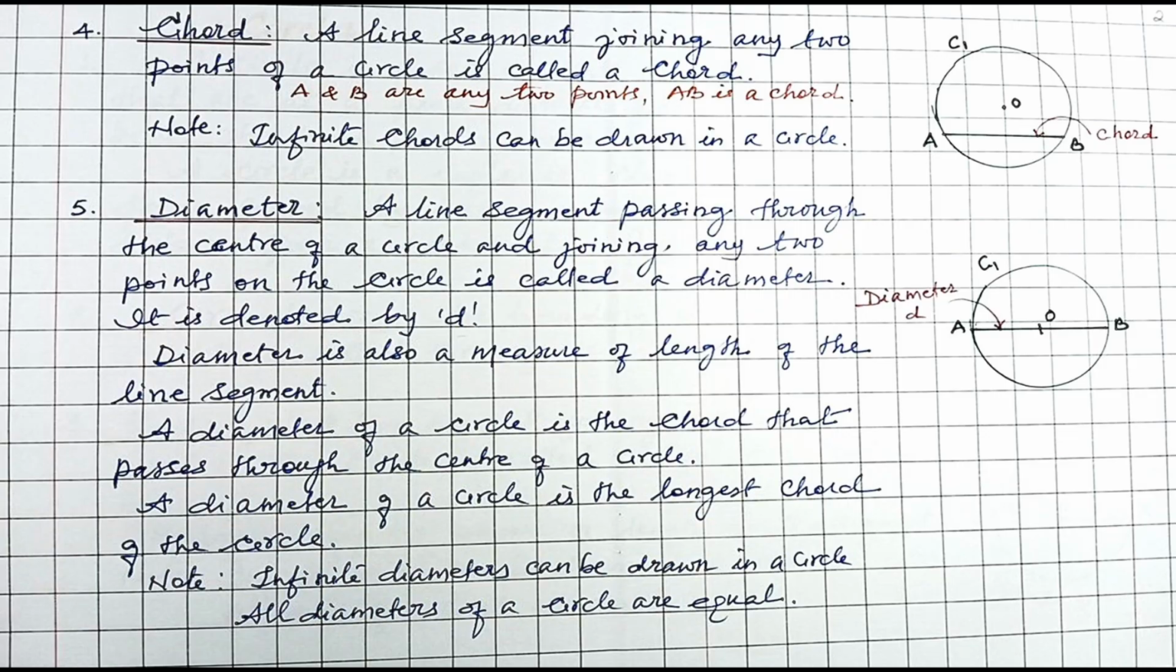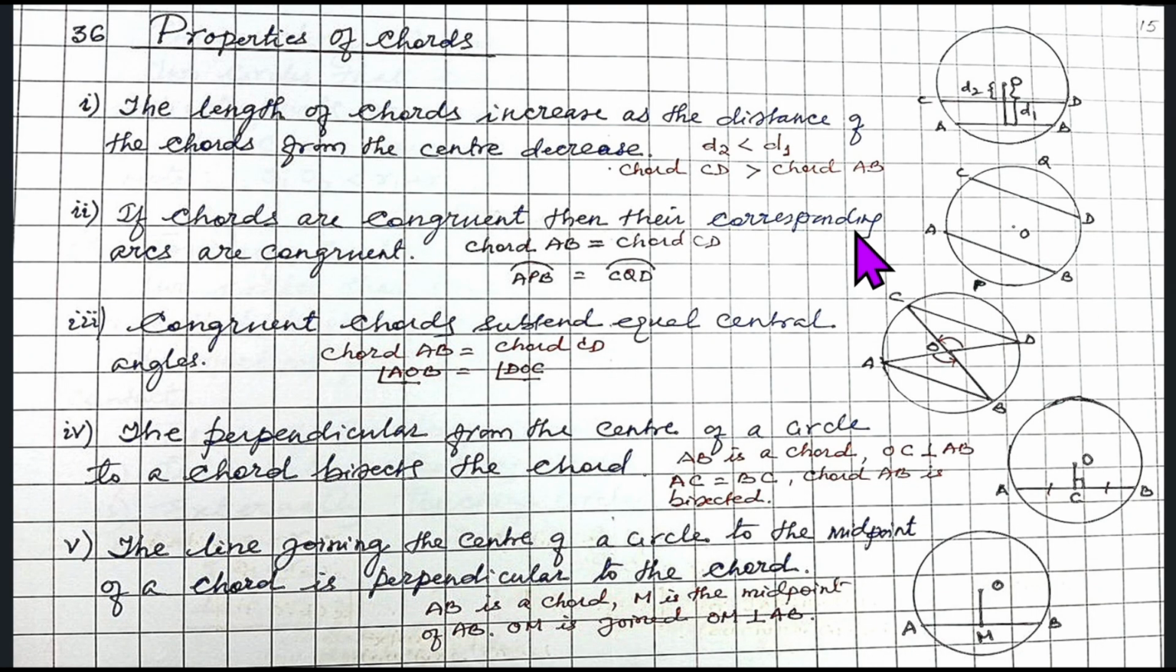Now let us proceed further. Now the different properties of chords. The length of chords increases as the distance of the chords from the center decreases. So if you see here, the chord AB, the length of AB is smaller than length of CD because the distance of AB from the center is greater. Therefore, the length of the chords increases as the distance of the chords from the center decreases. So D2 is greater than D1 here, and therefore CD is greater than AB.